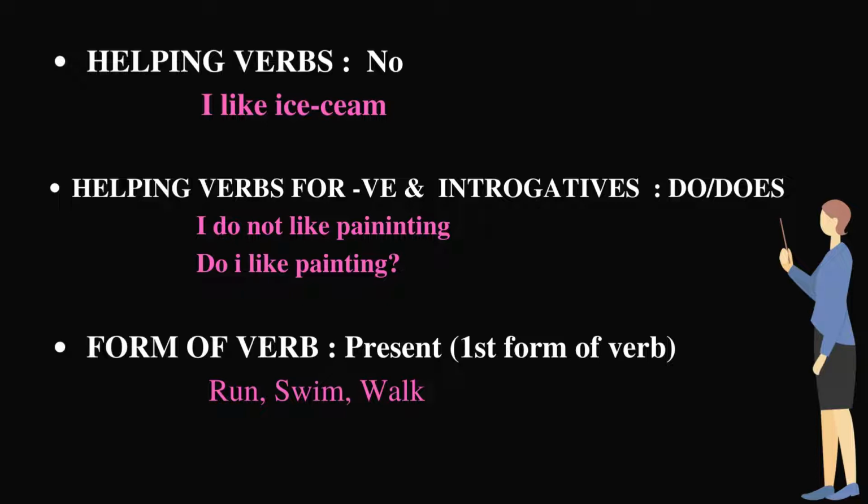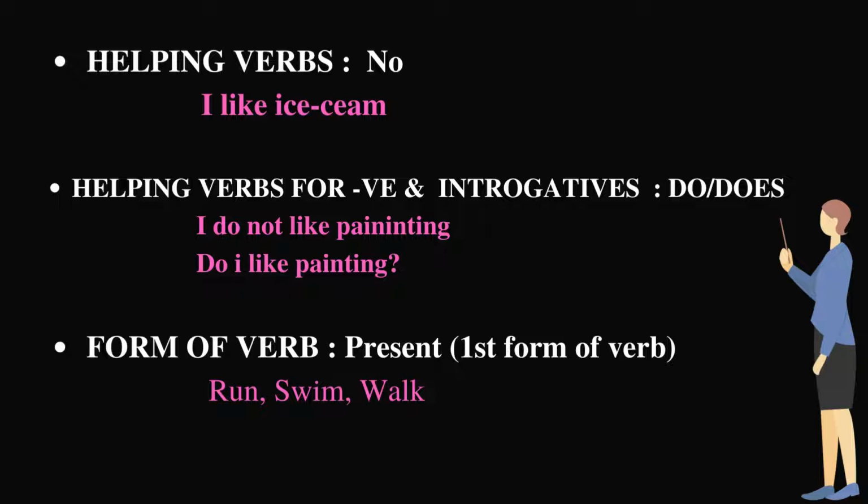For negative and interrogatives, we have helping verbs do and does. For example, I do not like painting. Do I like painting? The use of do and does is discussed in detail later in the lesson.